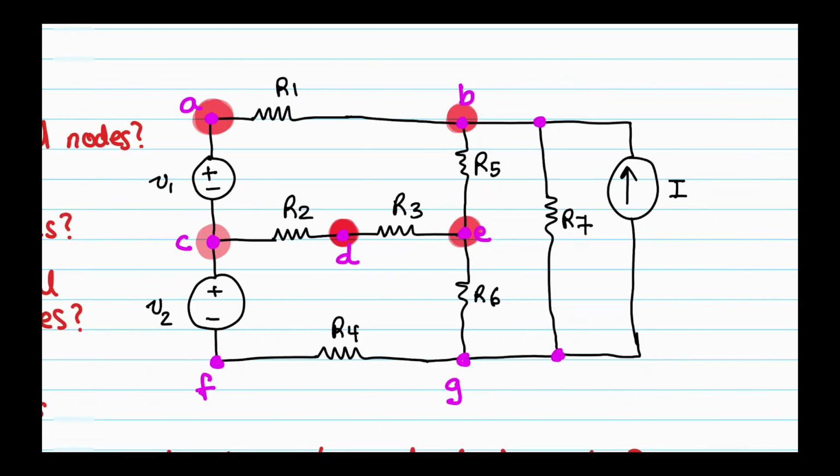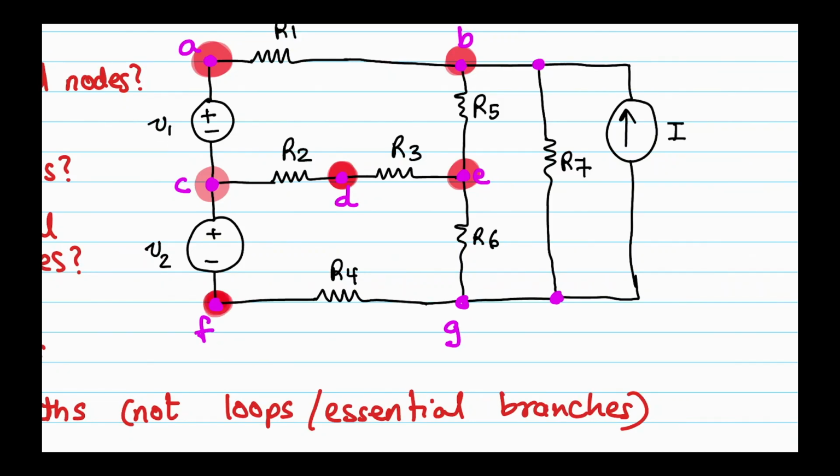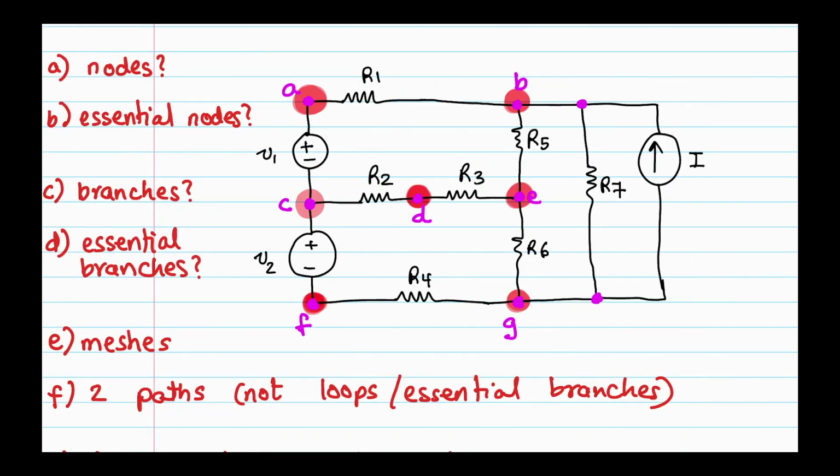Okay, so the same with F. F is a point where two circuit elements V2 and R4 are meeting. The same with G as well, where there is more than one. You see, this R7 is meeting here, R6 is meeting, R4 is meeting, and I1. So there is actually four circuit elements meeting there. Okay, so G is also a node.